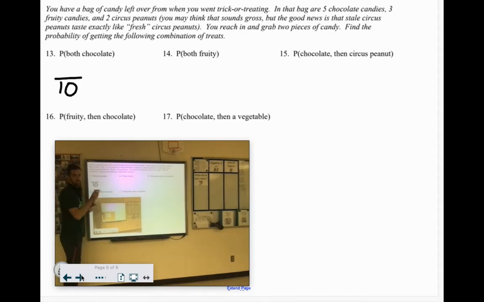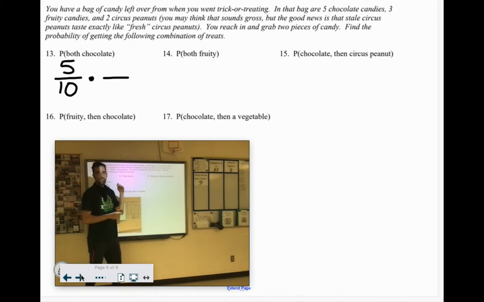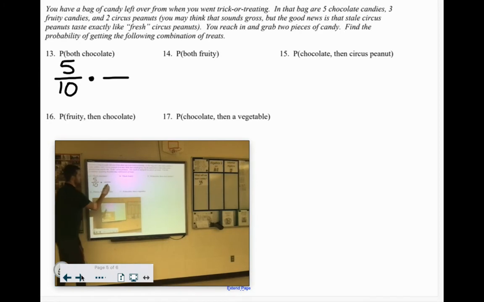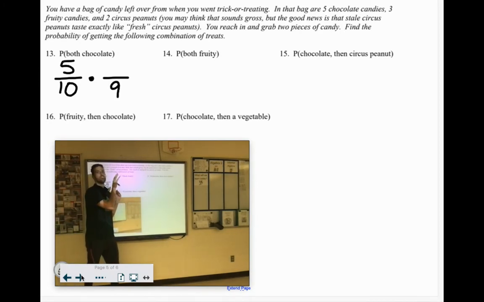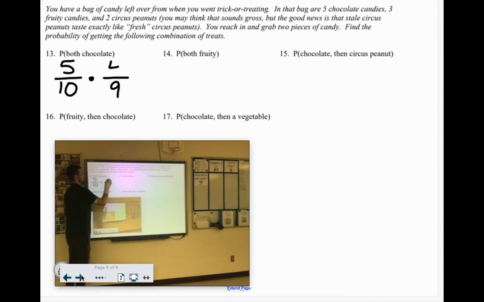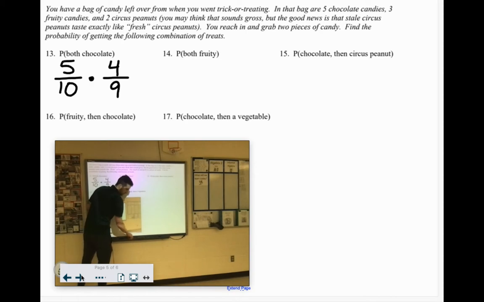Now, of those 10 pieces, the probability I'm going to get the chocolate one the first time, there are 5 pieces of chocolate. Great! So I have a 5 out of 10 chance of getting chocolate. I don't put that chocolate back in, so are there still 10 pieces of candy in there? No, there's only 9 left in there. Plus, I already got one of the chocolates, so there's not 5 chocolates left in there, there's only 4 chocolates left. So you got to be careful of that.